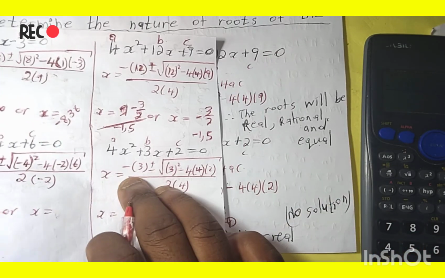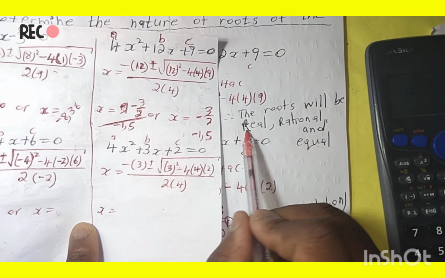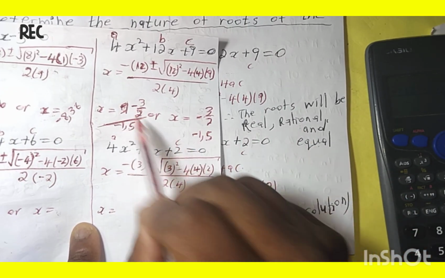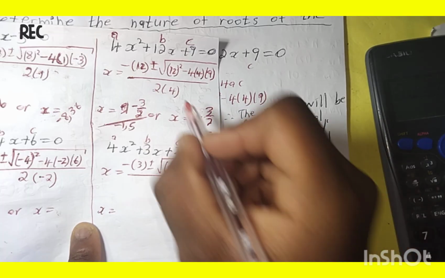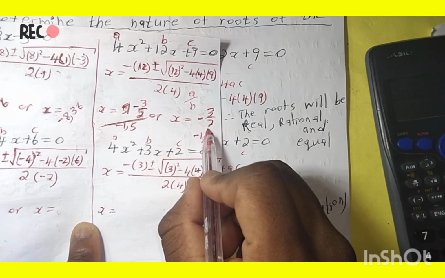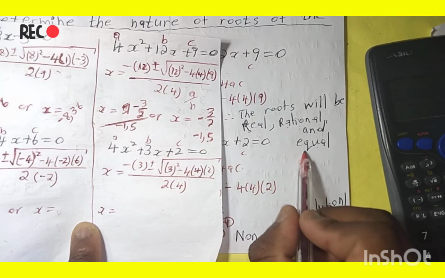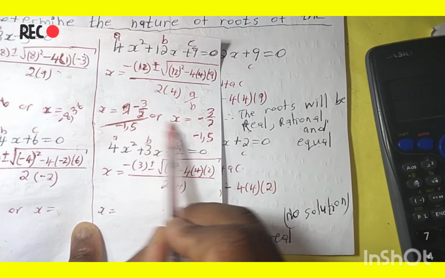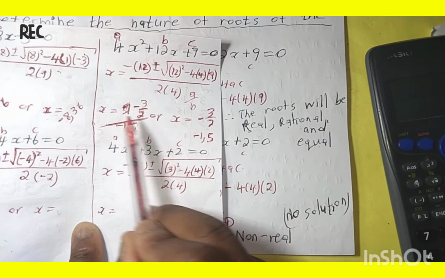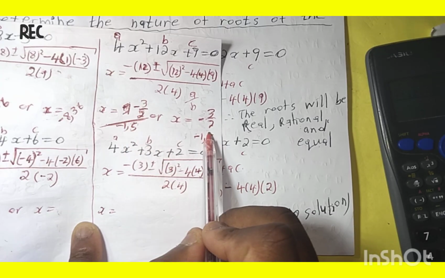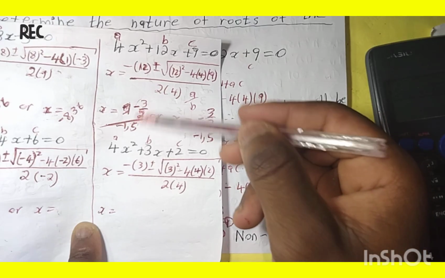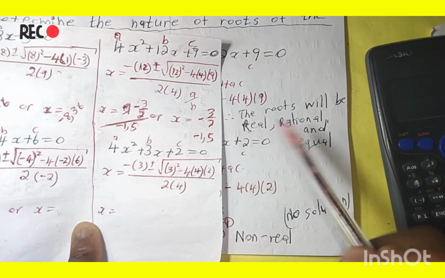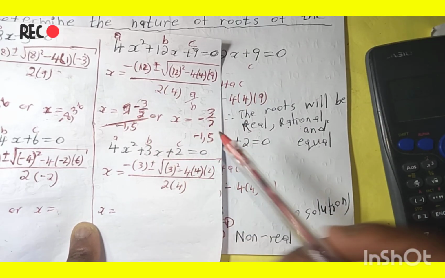So what does all this mean from the nature of roots? It means that it is real, it exists, guys. Those numbers exist. Rational means it can be in the form of a fraction. Equal means that we got the same answers. They are equal. They can be in the form of a fraction. You can change it like this or like that, but still it is equal and real, it exists.